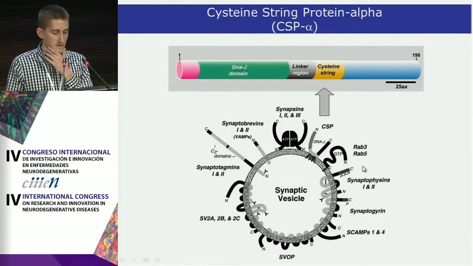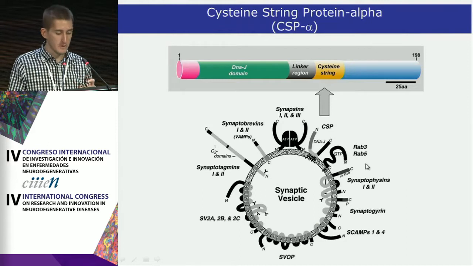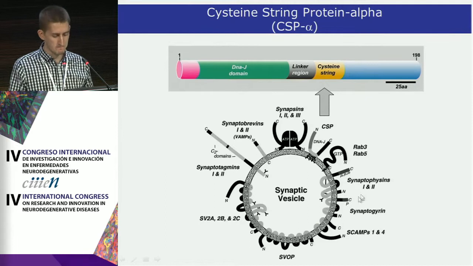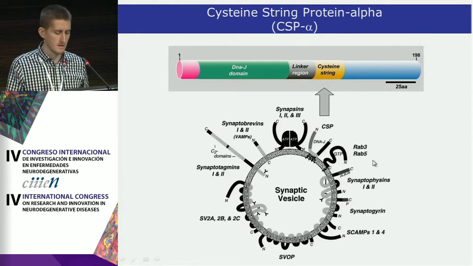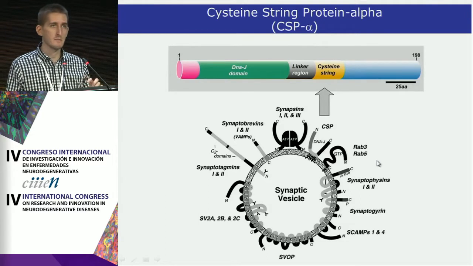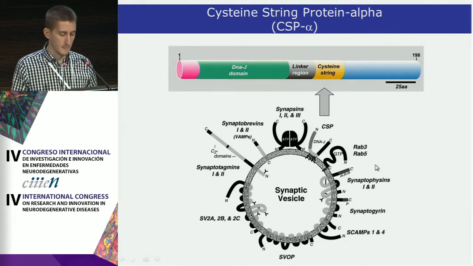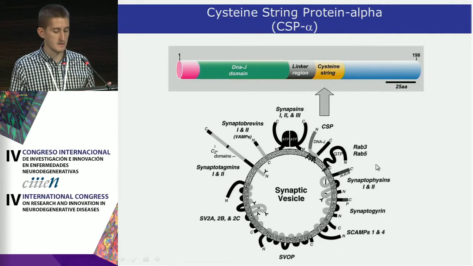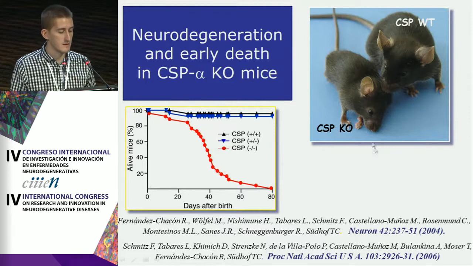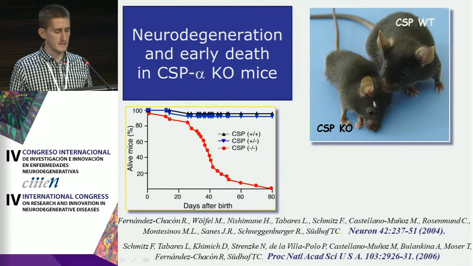So we work with a small co-chaperone, which is found in the synaptic vesicle. This protein has been well studied in synaptic vesicle recycling, but in other places it is not yet very much studied. But in fact, it's an important protein that protects from neurodegeneration.